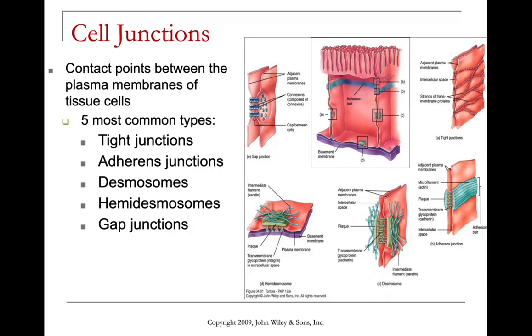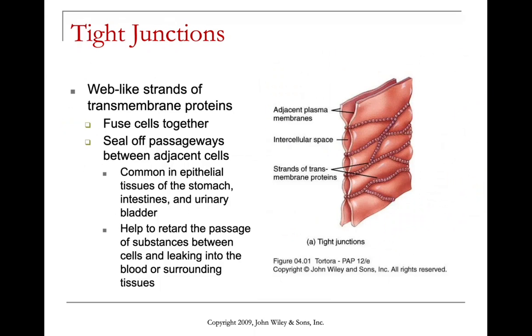So cell junctions are going to be where you have contact points between the plasma membranes of the tissue cells. There's 5 common types of cell junctions that we have: tight junctions, adherens junctions, desmosomes, hemidesmosomes, and gap junctions.